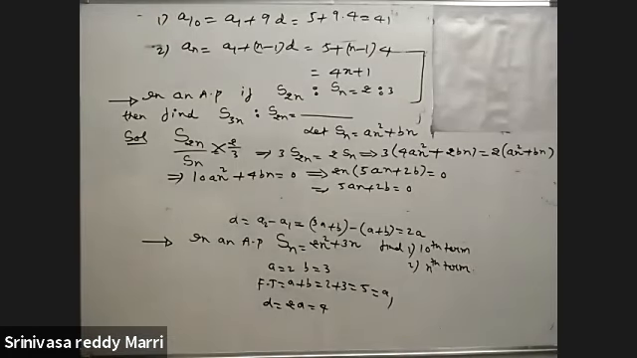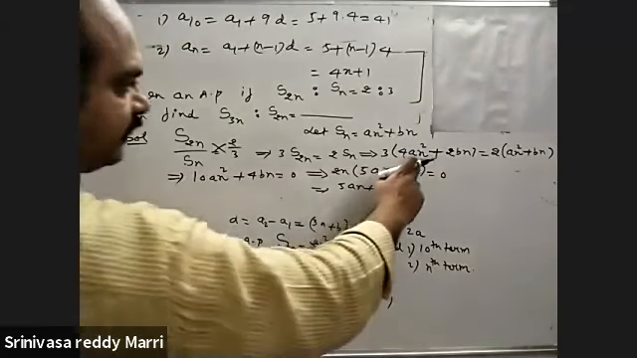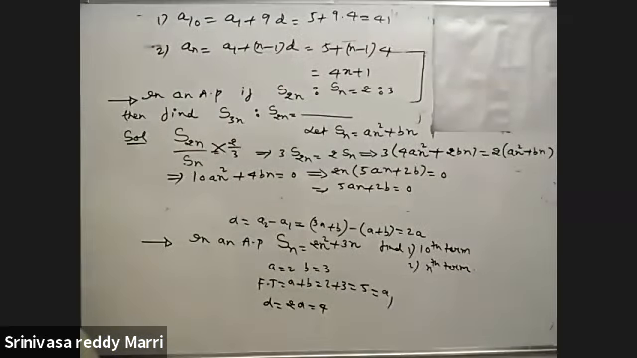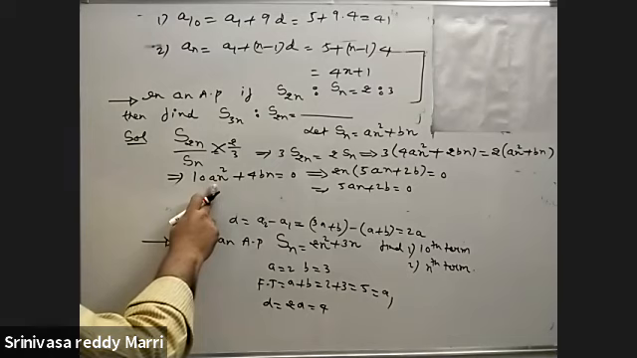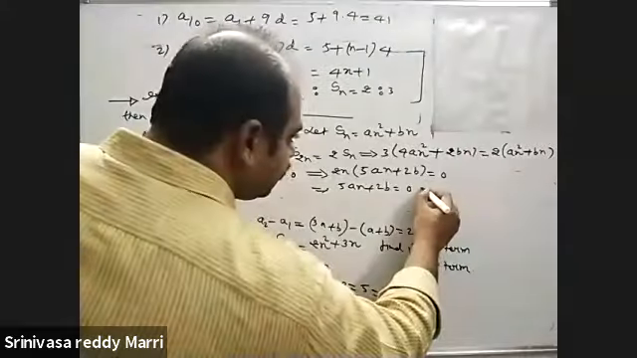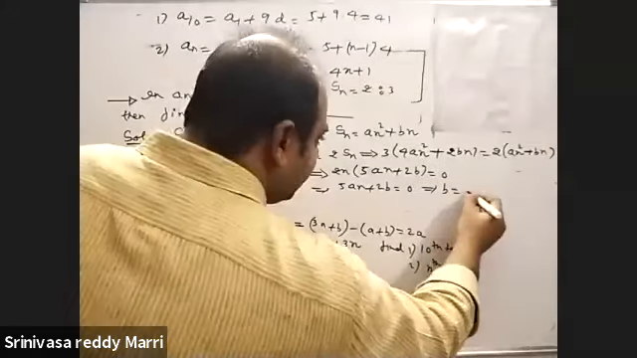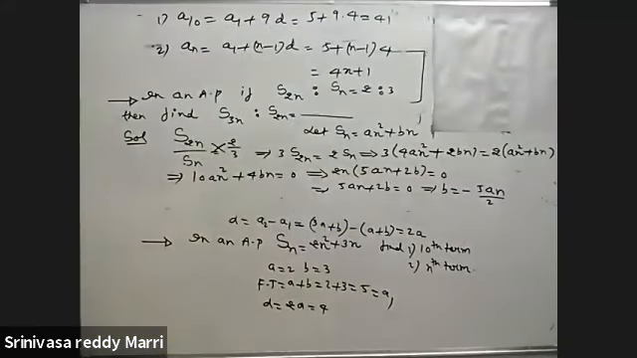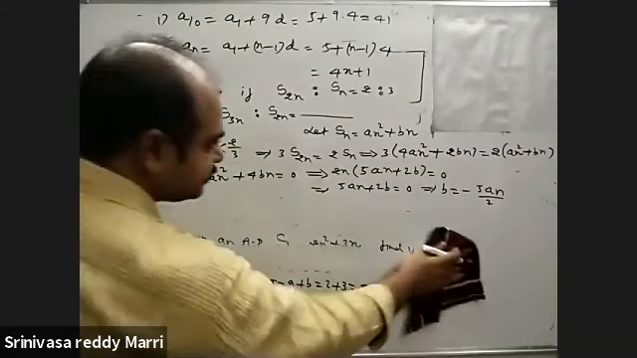So S2n is 4an square plus 2bn, and 6 into an square, so 12 minus 2, 10an square. Now look at b. So you find the b value. B value is nothing but minus 5an by 2. B in terms of a you calculate.